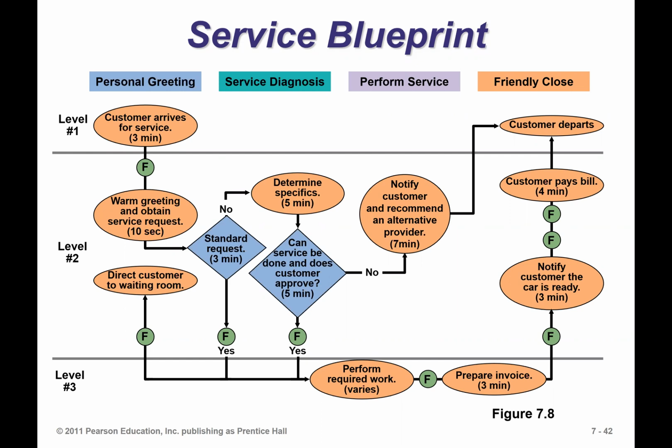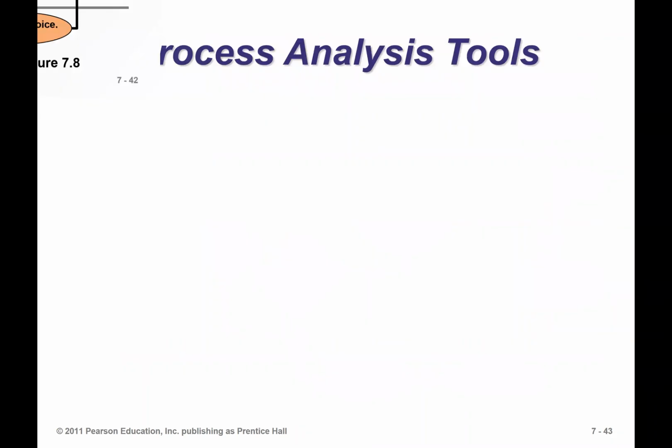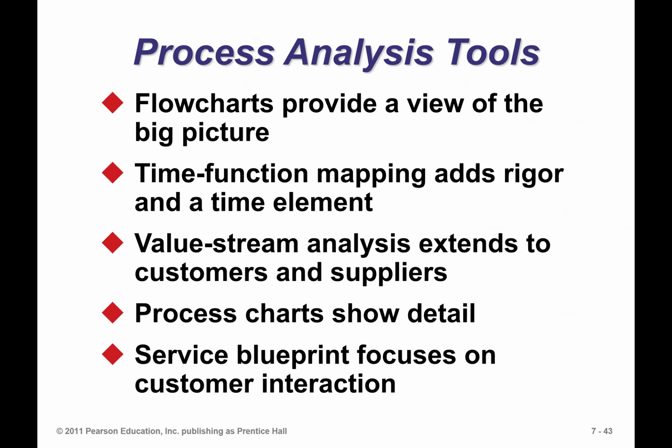So, analysis tools: the flowchart provides a view of the big picture, right? Time function mapping adds rigor and a time element. Value stream analysis extends to the customer and the supplier, that's interaction. The process chart shows details, and the service blueprint focuses on the customer interaction.